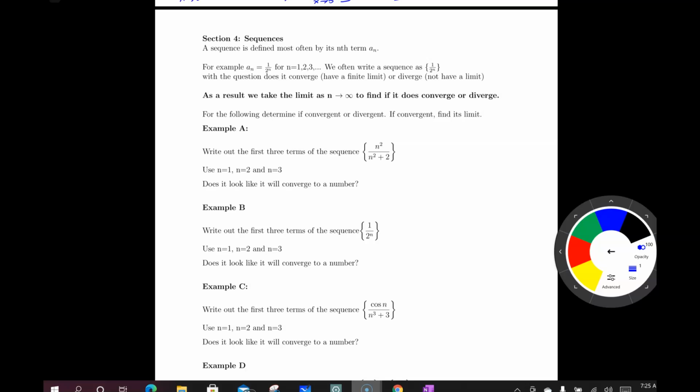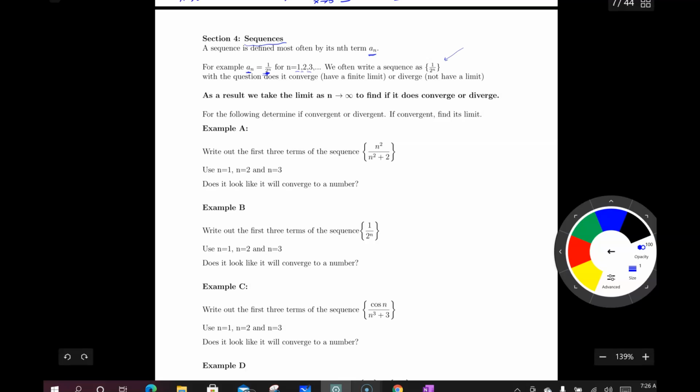Now we move into sequences. A sequence is defined by its nth term. Sometimes we'll tell you the words, this is a sequence and this is the a sub n, the nth term. What that means is you'll get to plug in n equal 1, 2, 3, etc. to find out what the sequence of numbers looks like. There are numbers separated by commas.